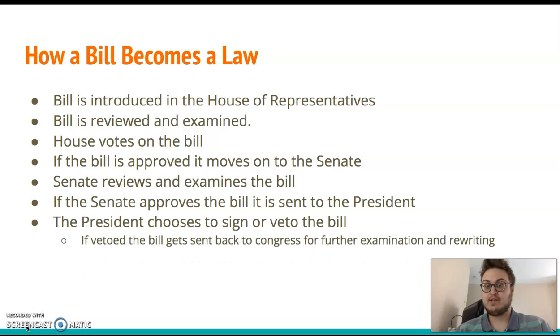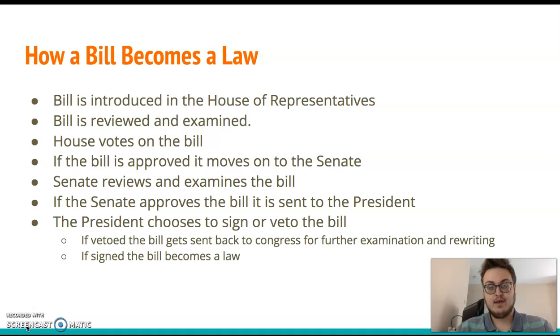If vetoed, the bill gets sent back to Congress for further examination and rewriting. So this would be like if the bill was placed on the President's desk and he was like, I don't like how this is worded, what this entails, I'm not going to sign it. So Congress then has a chance to examine it again and rewrite it and change it in order to seek approval by the President. If the President gets the bill and he likes it, he will then sign it and it will become the law.